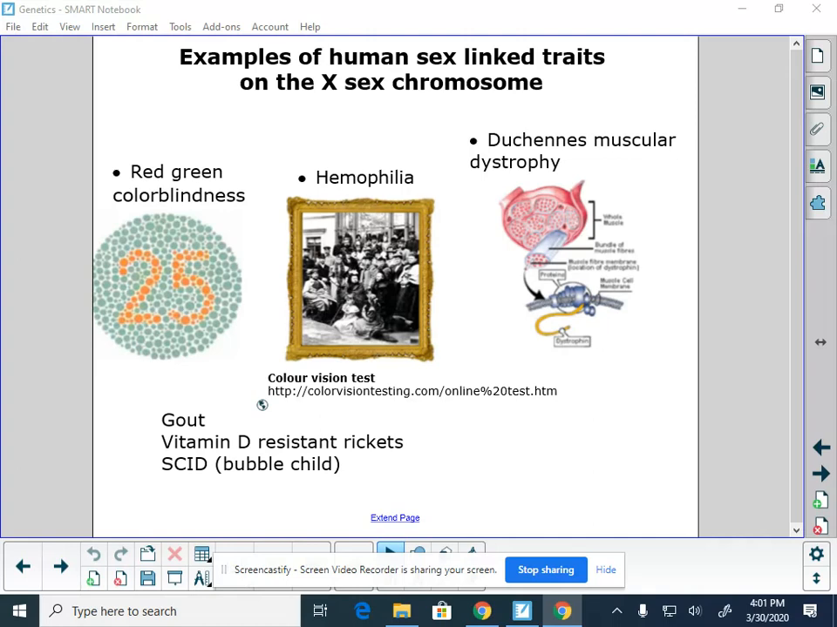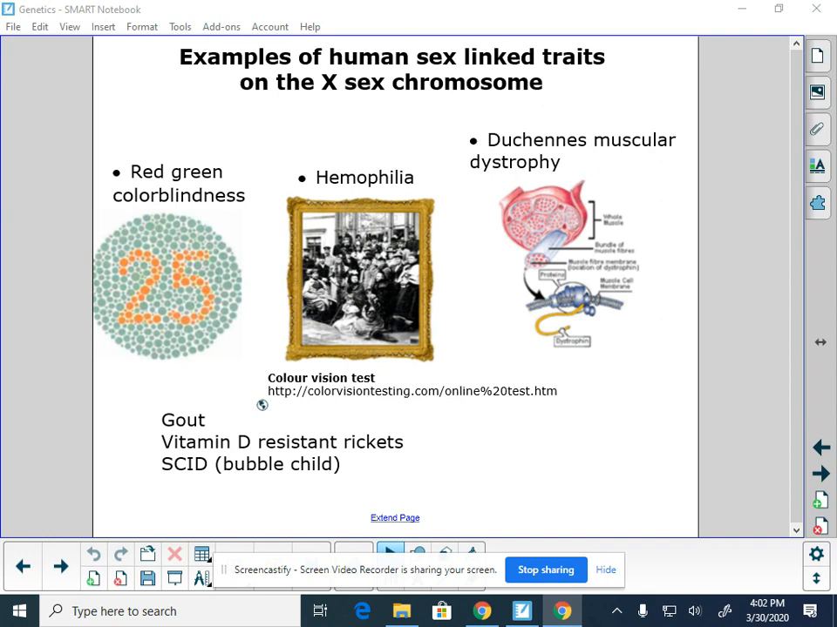So remember, we have 46 chromosomes. 44 of those 46 are called autosomes. That's chromosomes 1 through 22, or the pairs 1 through 22. The 23rd pair are your sex chromosomes. Females have two X's, males have an X and a Y. We're mostly talking about traits found on the X chromosome.